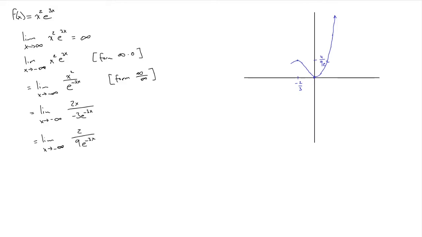And we get the limit as x approaches negative infinity of 2 over 9e to the negative 3x. This is no longer of the form infinity over infinity. It's of the form 2 over infinity because the denominator is still going to infinity. And so this limit is equal to 0. And since the function is going to 0 as x goes to negative infinity, that lets us finish our graph. We have a picture that shows the function going to 0 now as x goes to negative infinity.